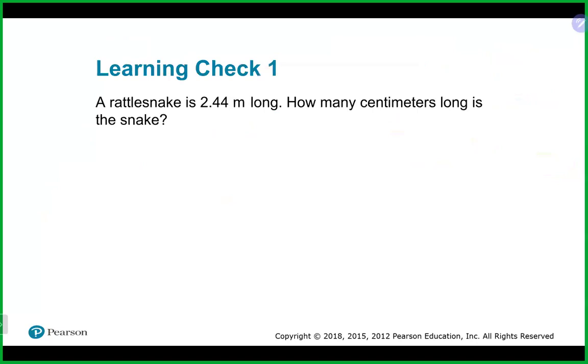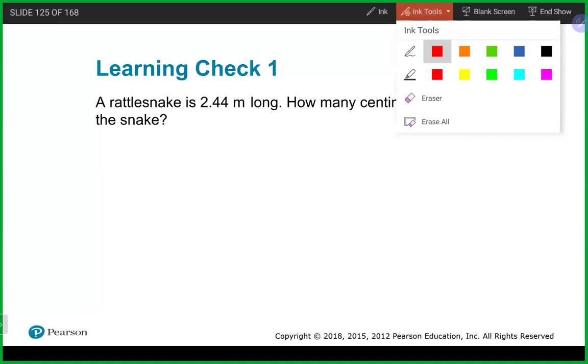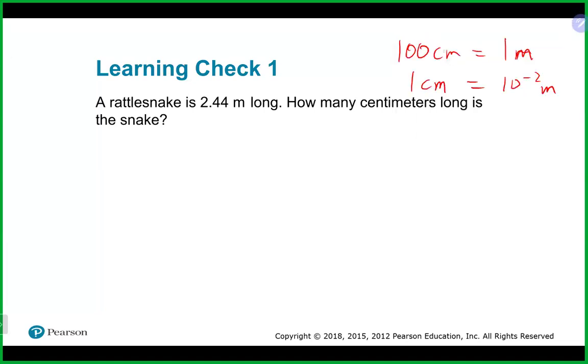We got a rattlesnake that's 2.44 meters. How many centimeters long is the rattlesnake? There's 100 centimeters in one meter. So on this one, we could use meters to centimeters. You could also use the other version of it that we saw in that table. Again, they both should get you to the same endpoint.